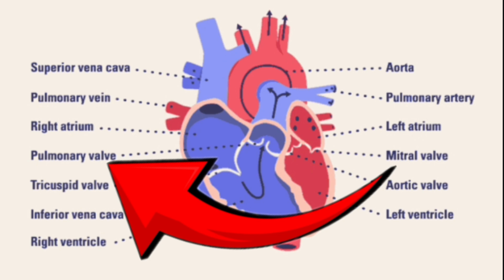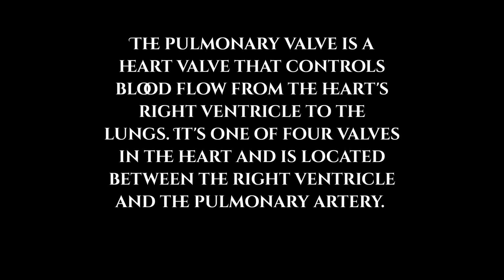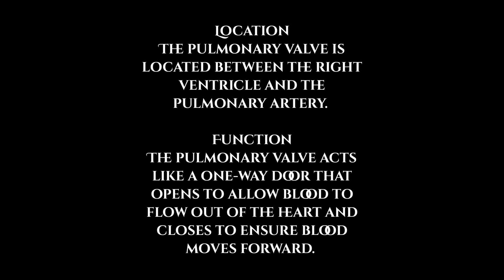Pulmonary valve. The pulmonary valve is also known as the pulmonic valve. Pulmonary valve is a heart valve that controls blood flow from the heart's right ventricle to the lungs. It's one of four valves in the heart and is located between the right ventricle and the pulmonary artery.